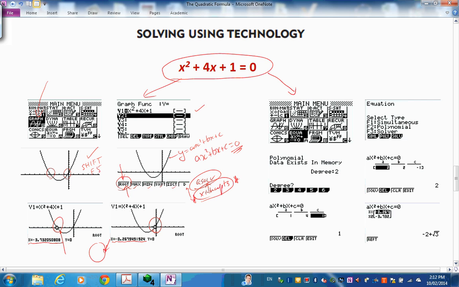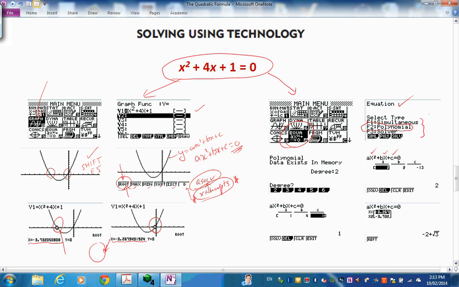Come over here, you could choose equation mode, and when you hit execute there, you have these choices. Now, the quadratic equation is the simplest polynomial, poly meaning many powers of the variable, because the quadratic's got x squared, x, and then no power, hasn't it? Here it is here. So that's the simplest of the polynomials.